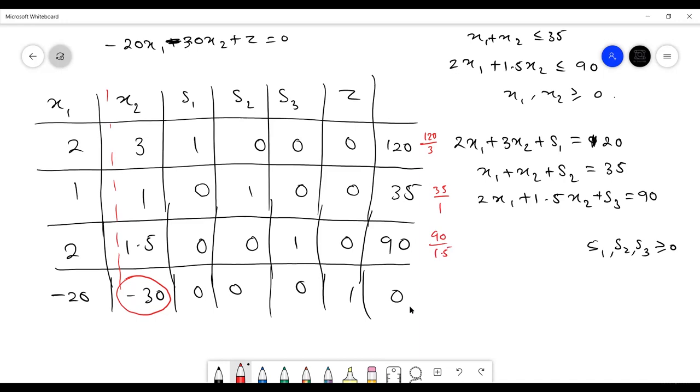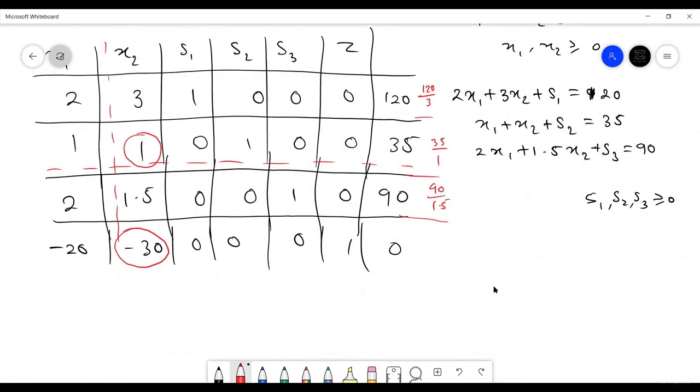Here it's obviously 0, so you have to consider only these three. So this has the smallest pivot. This row is the smallest pivot, so this is our pivoting point. Here we have to change everything in this column except this one to zero.